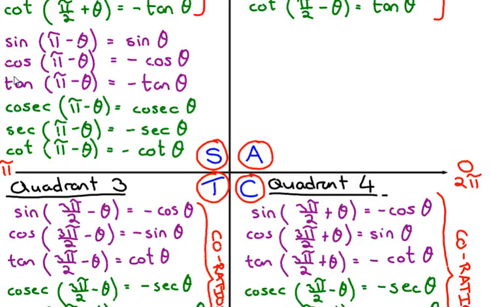Also in quadrant 2, we've got what would have been our 180 minus, which is now our pi minus. No name change here because you're not dealing with co-functions. However, take into consideration the sign: if you see sine, it's going to be positive. If you see cosec, it's going to be positive.